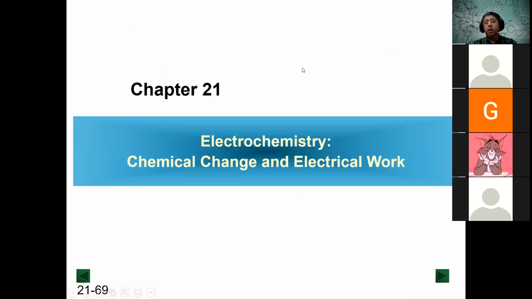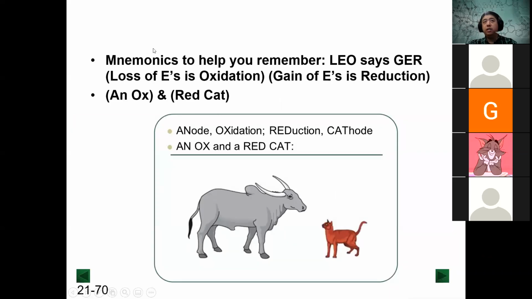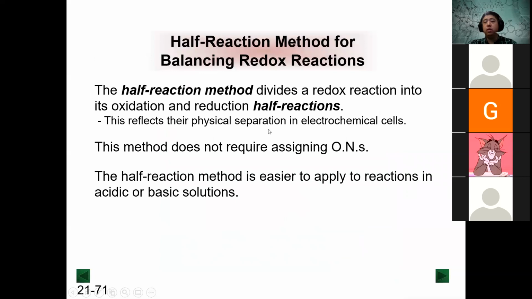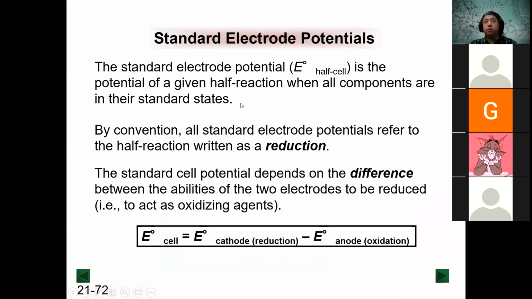With that said, we won't spend too long on chapter 21 just because you did just learn this. So I'll go through this as quick as I can. You know, it's NOx, Leo says GER, loss of electrons, gain of electrons, reduction, things of that nature. Half reaction method, remember that you balance your acidic steps first, and then you do your basic steps. Doesn't require assigning oxidation numbers, pretty straightforward.